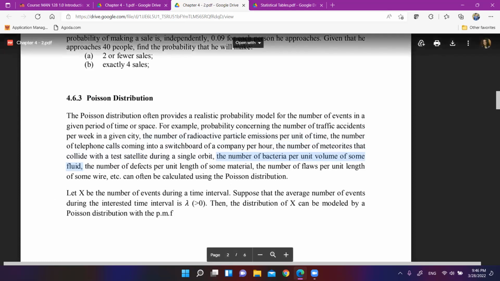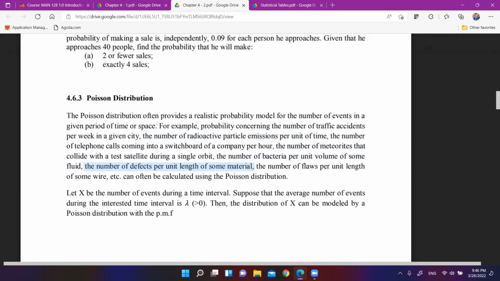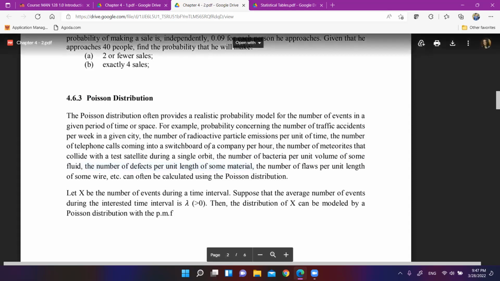The number of defects per unit length of some material, the number of flaws per unit length of some wire, etc., can often be calculated using the Poisson distribution. When stories like these come up, you can approximate with a Poisson distribution.